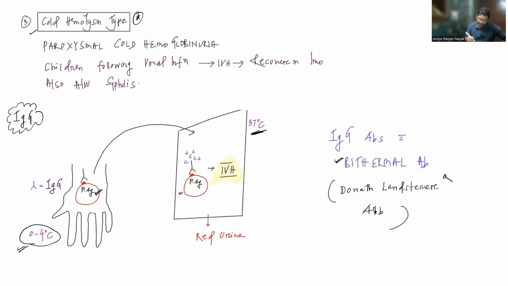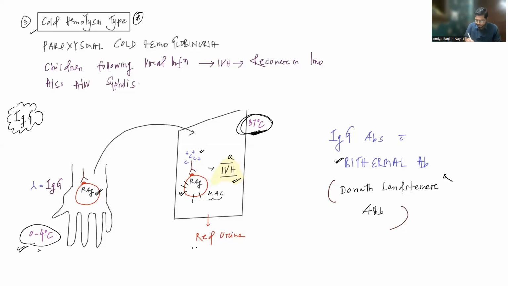So let's see what is happening. At 0 to 4 degrees centigrade, that means when the patient is exposed to cold, these IgG antibodies will bind to the surface of the RBCs, and they will not produce any agglutination. When this blood goes to the core body at 37 degrees centigrade, they will activate the complement. Here, the antibody is already bound to the surface of the RBC, so it can complete the entire complement pathway so that the membrane attack complex will be activated. And this membrane attack complex can cause lysis of the RBCs, and that will cause intravascular hemolysis.